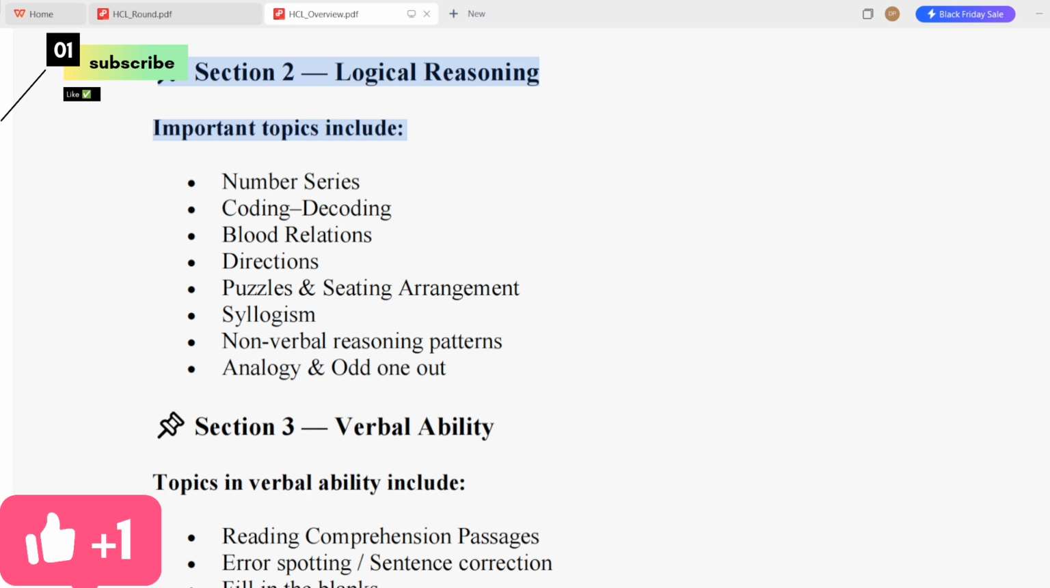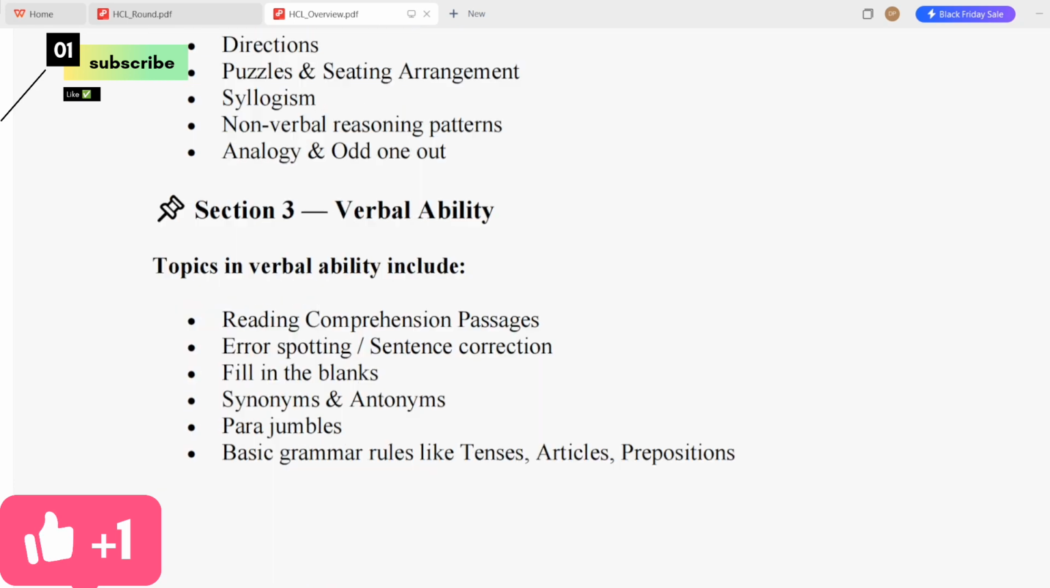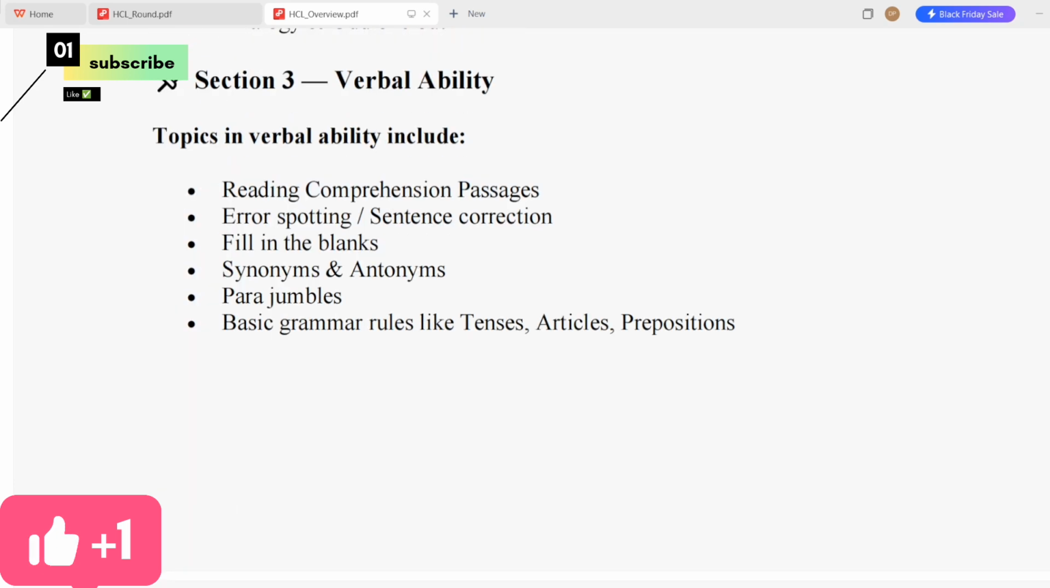The third session is verbal ability. Here again you will face 15 questions in 15 minutes. This session tests your English communication and comprehension. Topics in verbal ability include reading comprehension passages, error spotting, sentence correction, fill in the blanks, para jumbles, etc. The difficulty level is medium. If your basic grammar is good, you can score easily in this session.